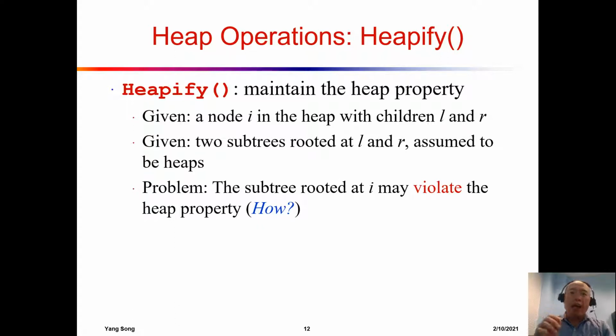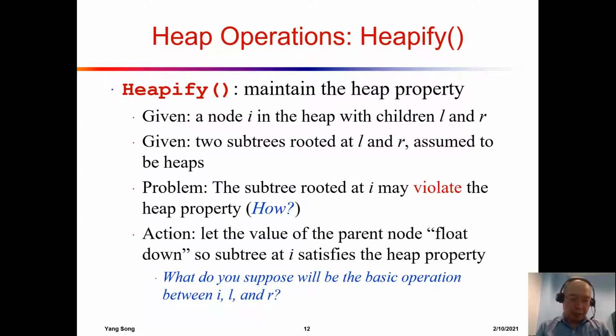When I'm saying I violates the heap property, how can it be? Well, if I is smaller than any value of the left or the right, then it violates the heap property, right? Then I have to fix it. So how do we fix it? If the parent is smaller than any of the left and right, then this value shouldn't really be the parent. So we want to find the largest value between the left, the right, and the parent, which is I, and then what value do we put as a parent? The largest one among the three, right?